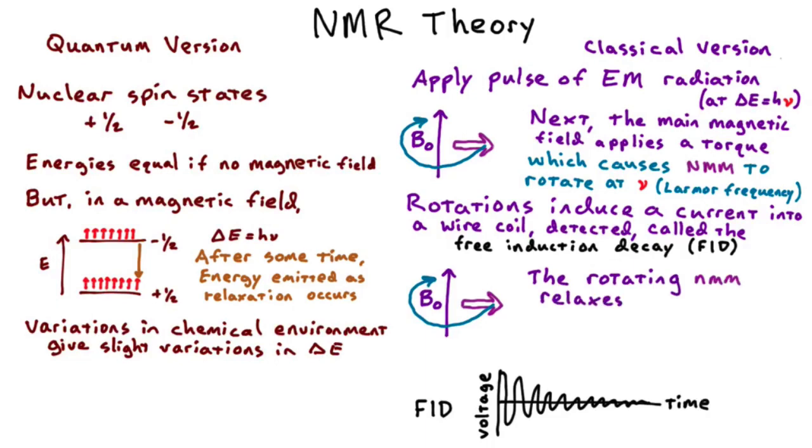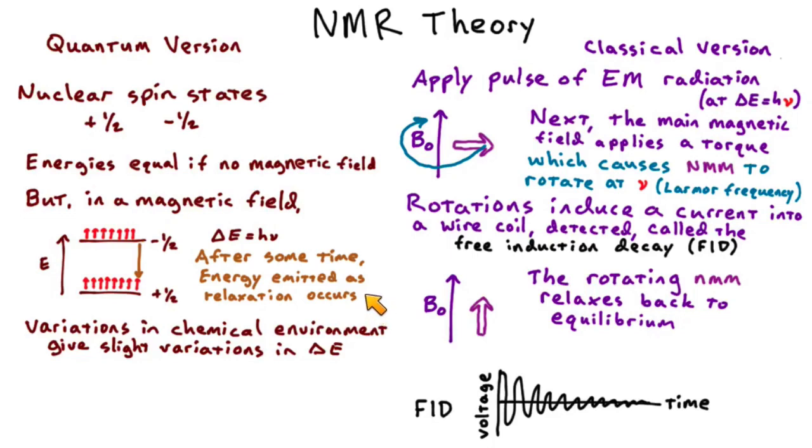Now, the relaxation piece is this: the rotating net magnetic moment will eventually work its way back to equilibrium. So it spins around and around and around and all the way back up. Let me erase this and put it back the way it was. So it goes back to equilibrium. This takes some time. And analogous to the quantum version, we have to wait for the relaxation to occur before we can go again. If you don't wait for it to occur, you apply another pulse, you're going to spin this thing all around in crazy ways, and you won't get as good of a signal out of it.